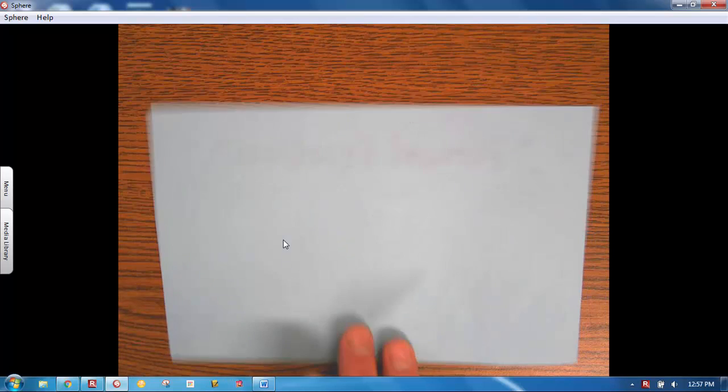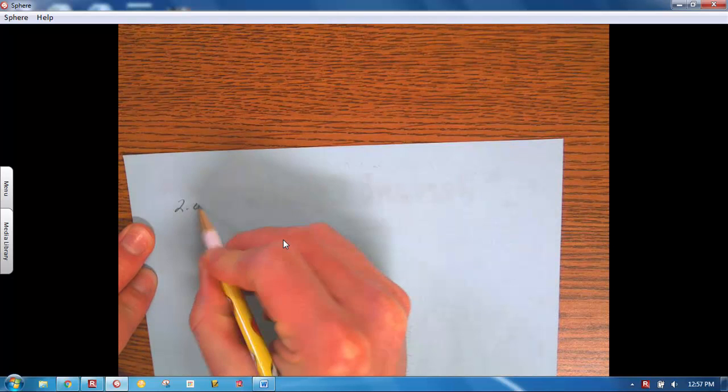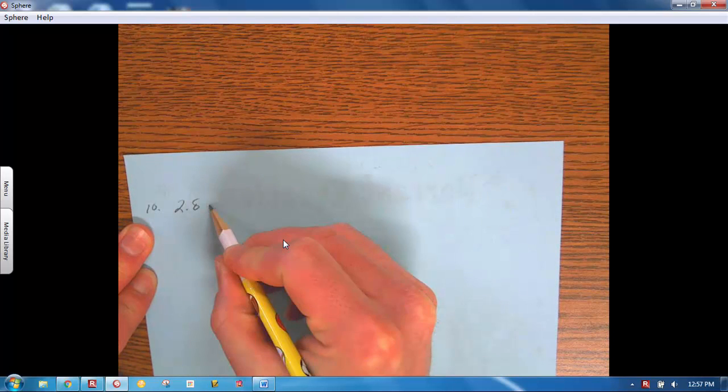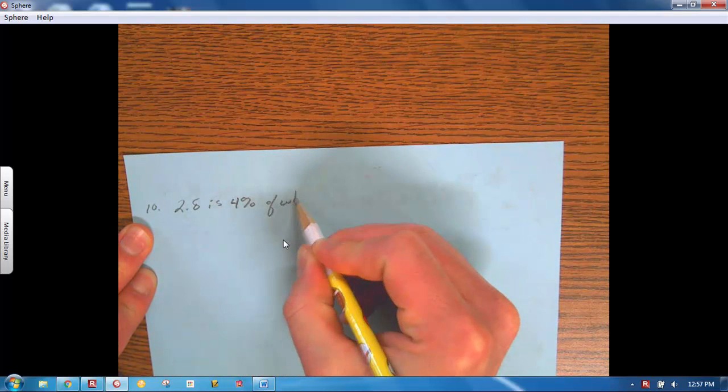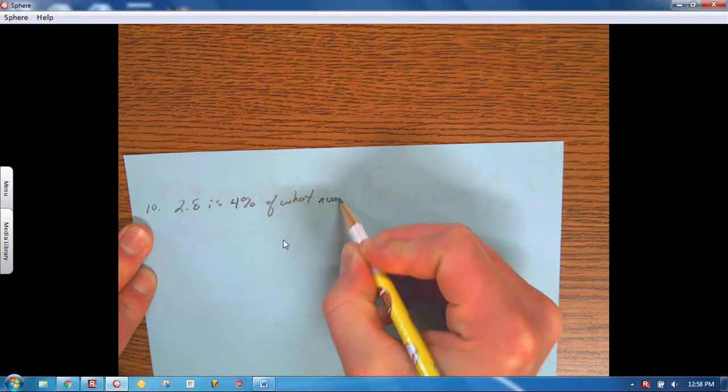Alright guys, we're going to take a look at a couple examples using an equation to find either a missing percent or a missing part or a missing whole. We're going to look at a couple examples actually. So the first one is number 10 on page 323. Number 10 says 2.8 is 4% of what number?